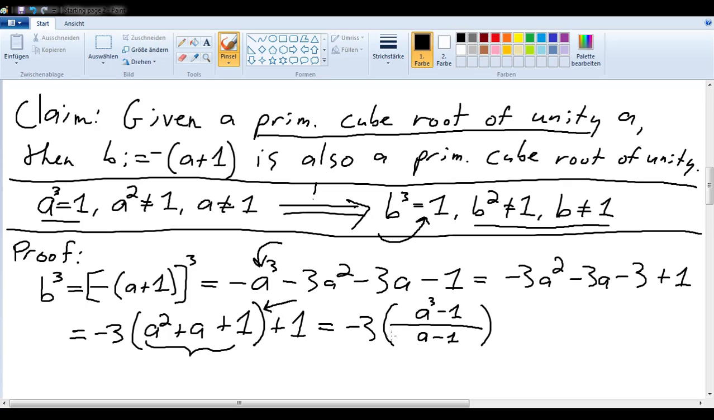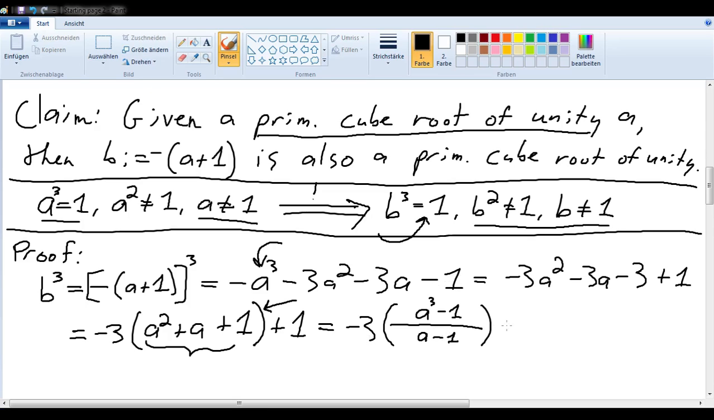But we do need to make sure that this division is defined, right? So we need to know that a minus 1 cannot be 0. But since we know that a is not equal to 1, we also know a minus 1 is not equal to 0. And we also need to check that a minus 1 has an inverse. But since we are dealing with a field, every non-zero element has an inverse, so this division is indeed defined.